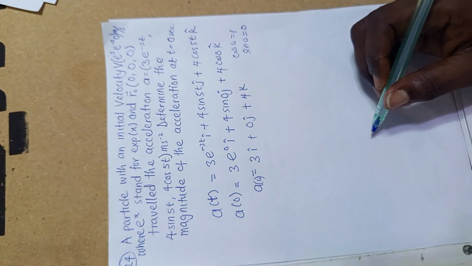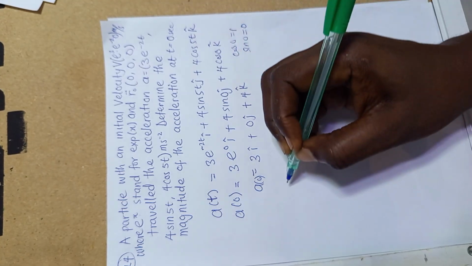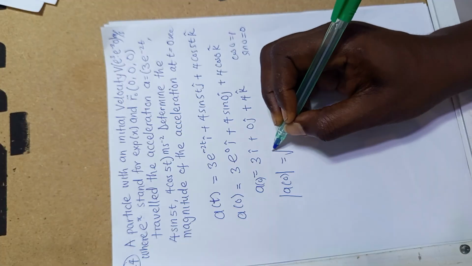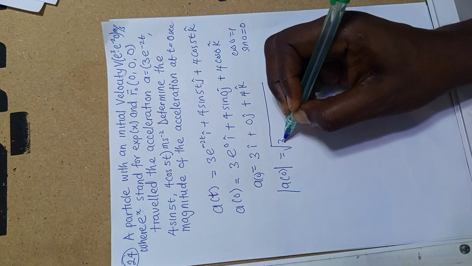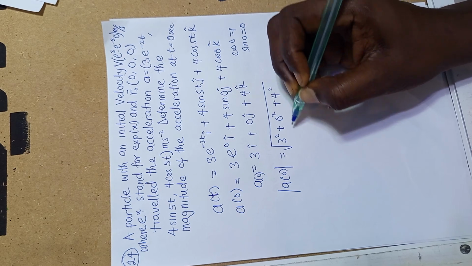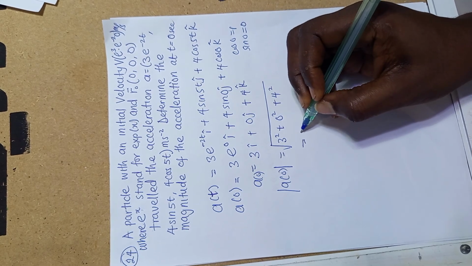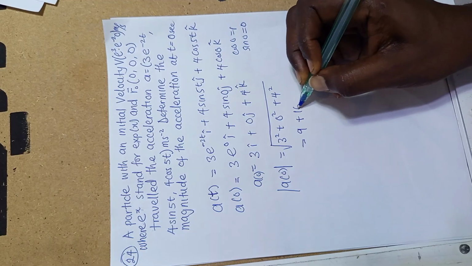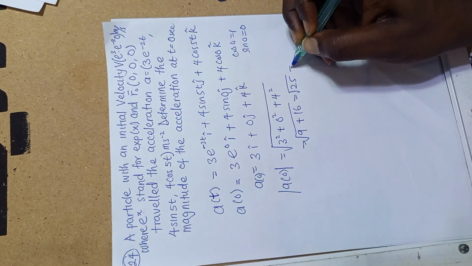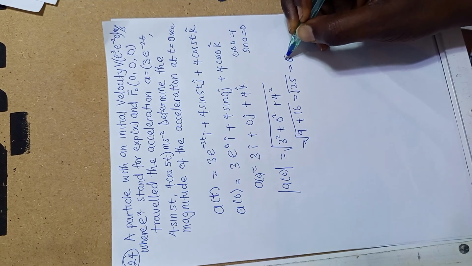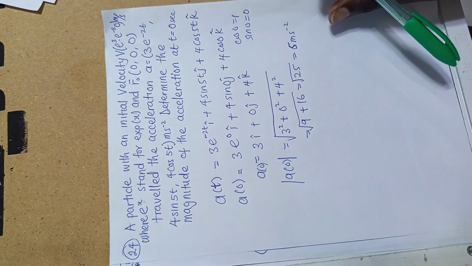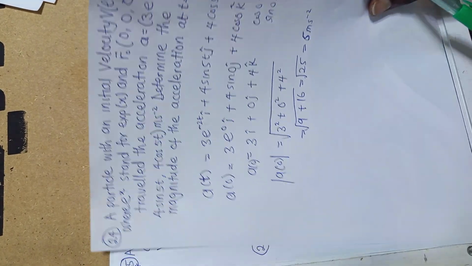But they did not ask us for the acceleration. What they asked us for is the magnitude of the acceleration at t equal to 0. So we are going to go with this: square root of 3 squared plus 0 squared plus 4 squared. So it was 9 plus 16, and that will give us 25, and that is 5. So that is your answer. So please take note of that.